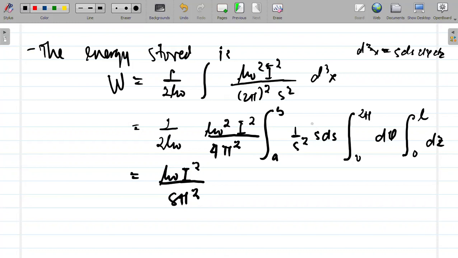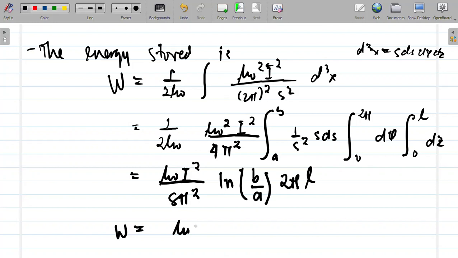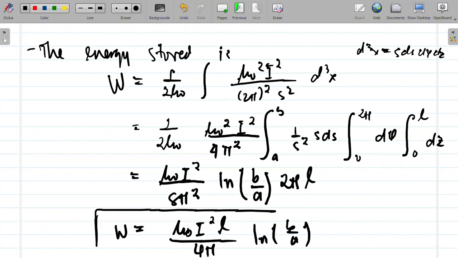The integral of 1 over s is ln of s, so this becomes ln of b over a. The integral of d phi is 2 pi. The integral of dz is L. So, our work now equals mu naught I squared L over 4 pi ln of b over a. This is the energy stored in a section of length L.